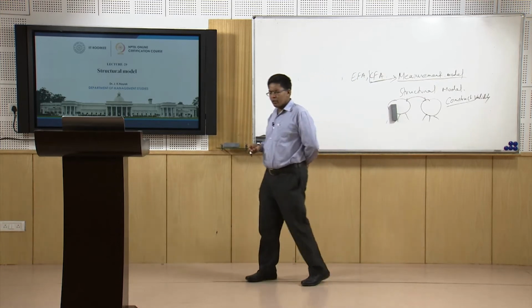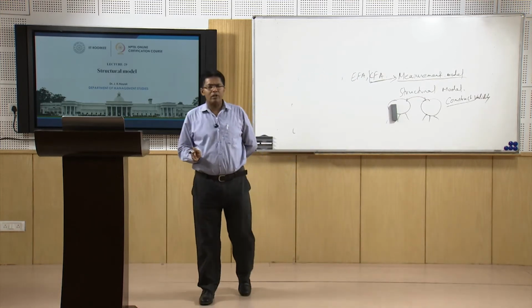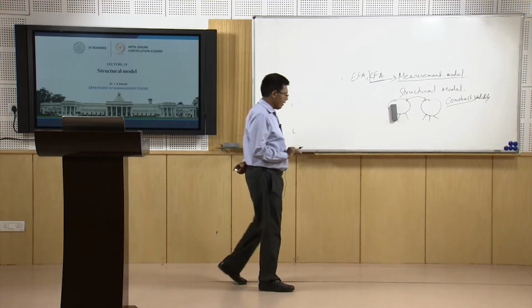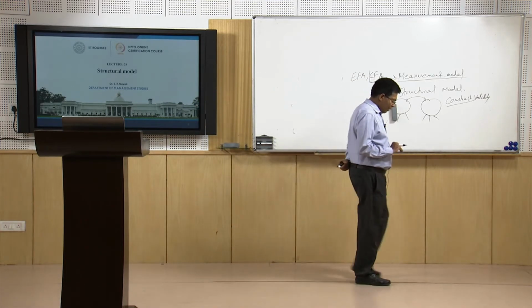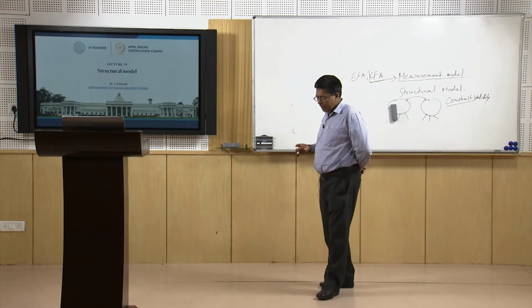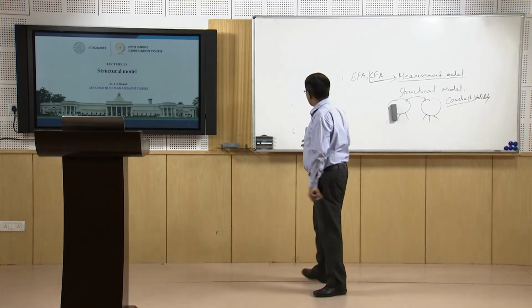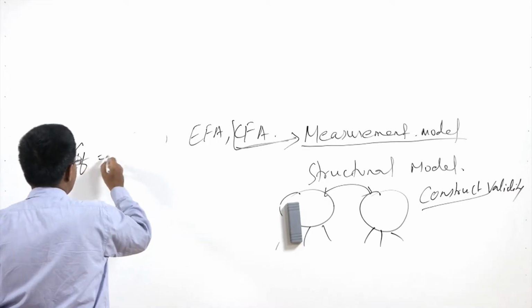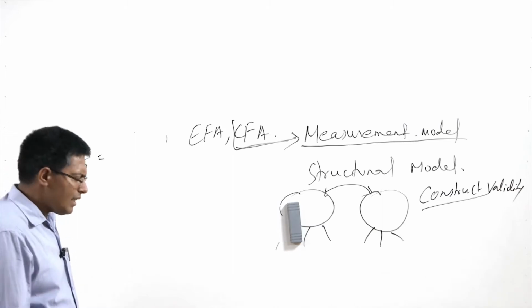Now, once we have done the measurement model, we have measured and found that the construct is justifying and explaining what it should explain. It is doing its job with the help of the model fit indices we have mentioned. The model fit indices are basically the chi-square by degree of freedom, which we always say should be as small as possible.